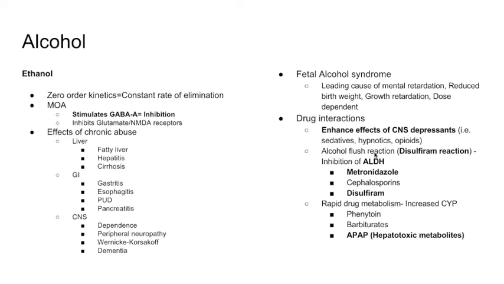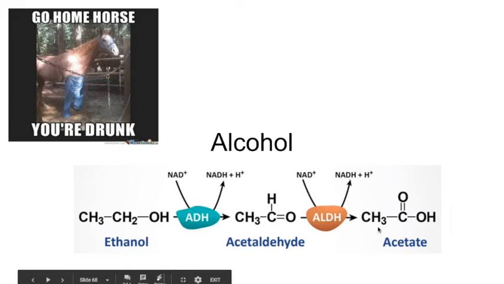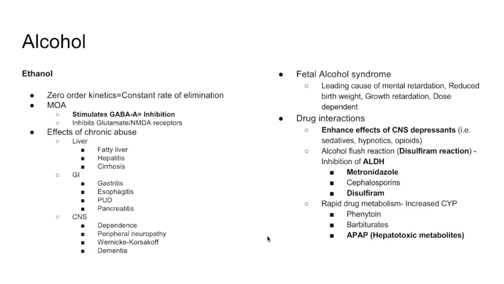Second thing with alcohol is that you get the alcohol flush reaction, the one that I talked about earlier, and it's a disulfiram reaction, and it's because of inhibition of alcohol dehydrogenase. So alcohol dehydrogenase gets inhibited here. You get an accumulation of acetaldehyde, and that causes the hangover symptoms. Medications that cause it are metronidazole, the biggest classic one that you'll see in exams, cephalosporins, and there's a medication also called disulfiram that we're going to talk about later. It's used to deter people with alcohol use disorder from using alcohol.